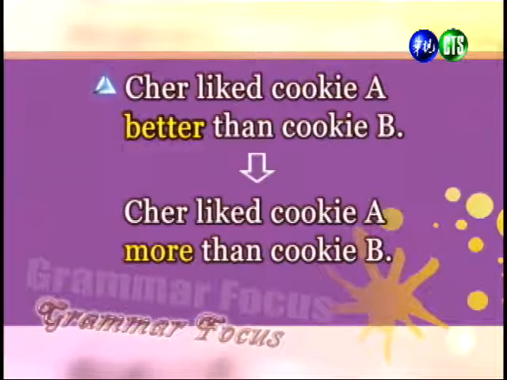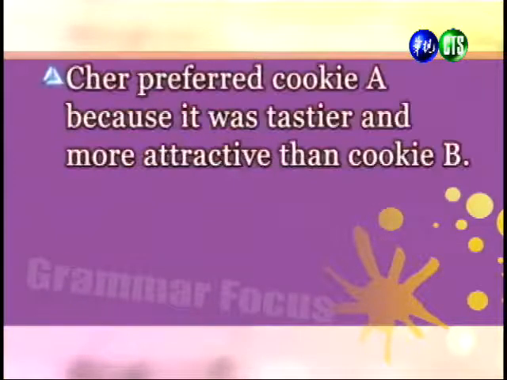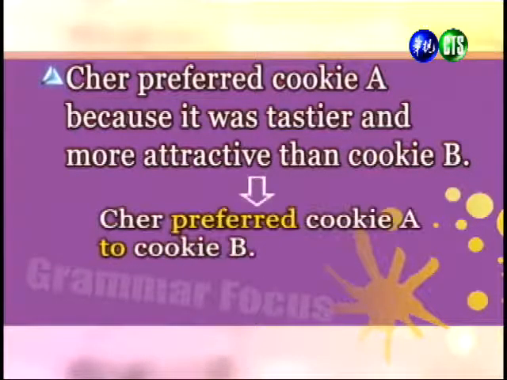All right, let's take a look at another sentence. We have this long sentence. We're going to shorten it now into just Cher preferred cookie A to cookie B. 好，我们接下来想要缩短这个很长的句子那我们很简单的说，我们就可以把它变成 Cher preferred cookie A to cookie B.